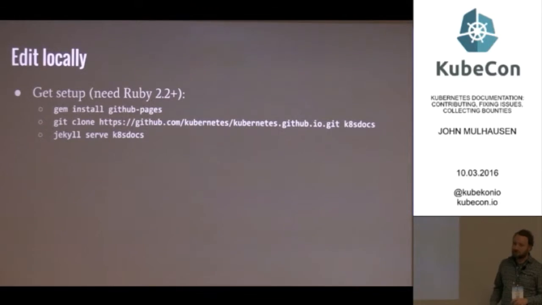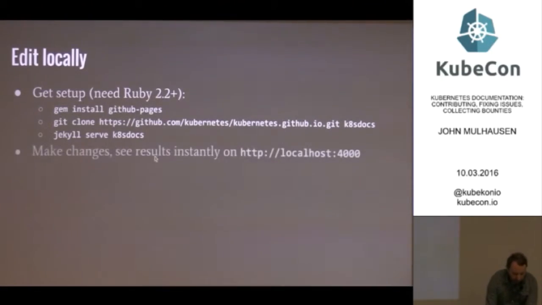I mean, you basically just install the GitHub Pages package, and that gets you Jekyll and Markdown, the Markdown processor it uses, and Rouge and all that stuff that GitHub Pages is dependent on. Then you clone our site, and then you can serve it with the Jekyll command.